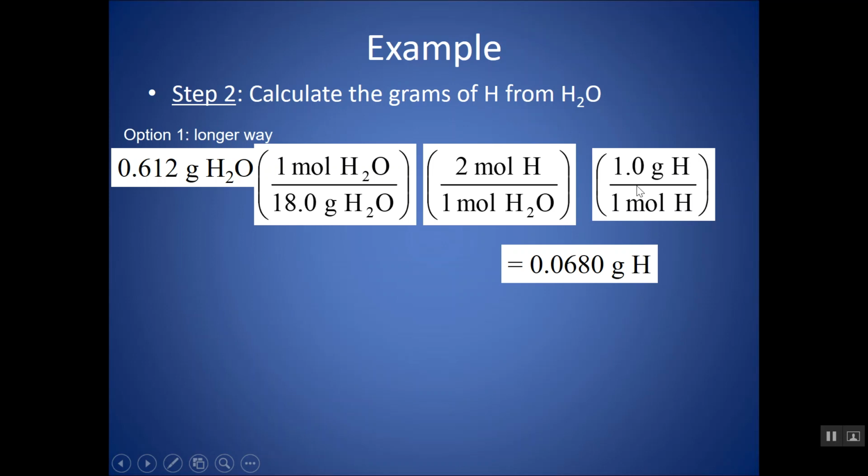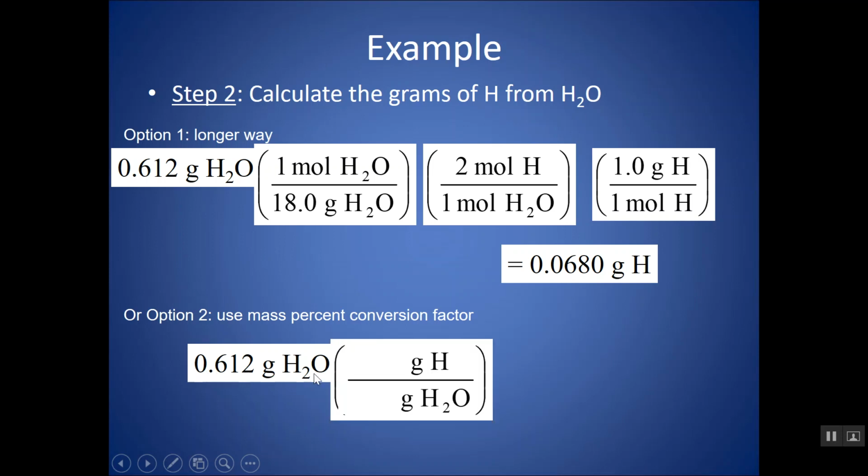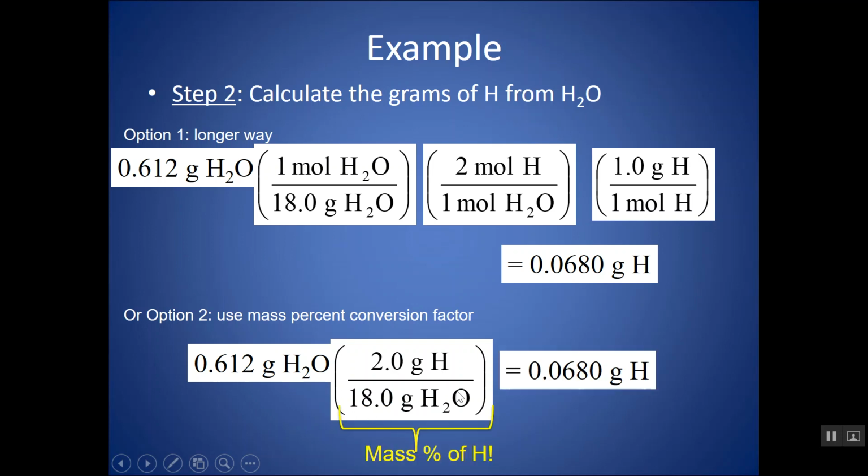Or again, if you want to make this more simple, how I like to do it is use mass percents. I'm starting with 0.612 grams of the whole. I want to multiply by a conversion factor that has just grams of hydrogen on top and grams of H2O on the bottom, so they cancel, and this is the mass percent. Mass of the part, how many grams of H are in H2O? 2 grams, because there's 2 hydrogens that each weigh 1. And what's the total mass of H2O? 18. And notice, either way I do this, I'm multiplying by 2, dividing by 18, I get the same answer.